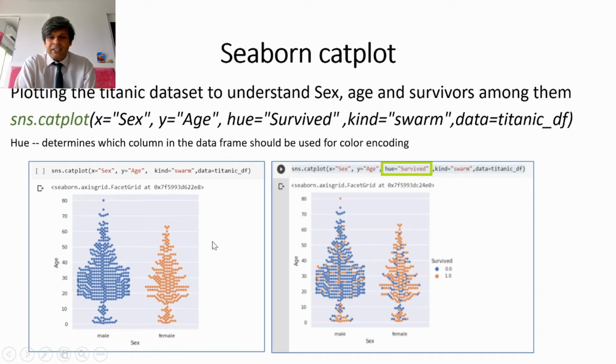Now we want to understand, out of these male and female passengers, who have survived. So what we do is we give hue is equal to survived. Now what is hue? Hue determines which column in the data frame should be used for color encoding. So the moment I say hue is equal to survived, in our data set it has a value of 0 and 1, where 1 is survived. So it puts a legend out here for survived showing as 0 and 1.